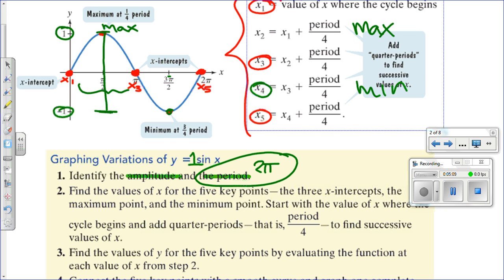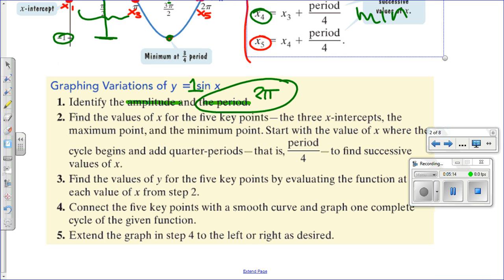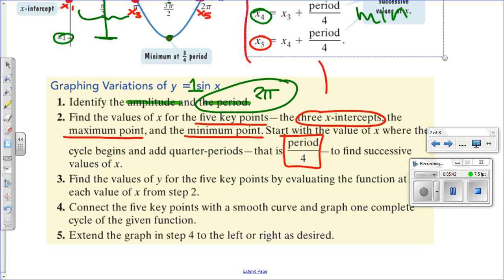Now, once we have that, the handout is talking about those 5 key points, where 3 of them will be x-intercepts. We will have a maximum point and a minimum point, okay? And I'll show you in a minute how we're going to find them, but just to give you a little preview, we will be finding the distance between those key points by dividing the period by 4, because there will be 4 spaces in between. Let me show you what I mean by that.